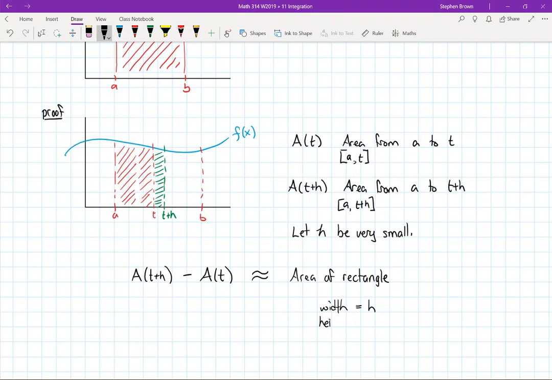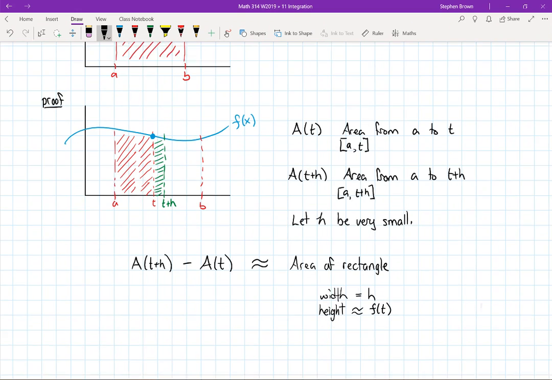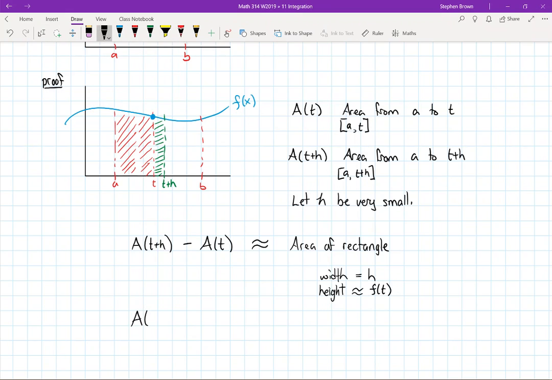And the height of that, well, it's not exactly a rectangle, you have to remember, but it's not really dipping too much lower than it started. It's not going much higher than it started. So what if we just use the point on the curve where x is equal to t, in which case the height of this rectangle is approximately f at the value t. Well, you multiply those two things together. The difference in area of the total shaded area minus the shaded area in red gives you the shaded area in green, which is approximately equal to a width h times the height f of t.